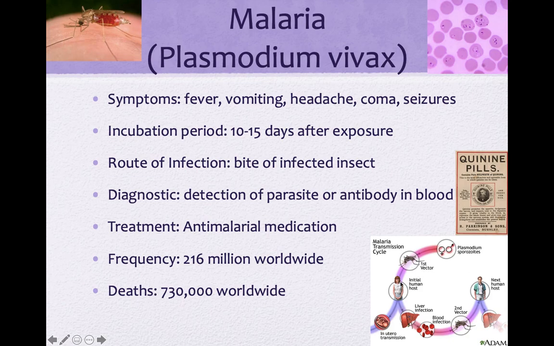It will then fly to a new human, take a blood meal from that human, and pass some of that infected blood from the mosquito into the human, and that's how the infection takes over and is spread from host to host. Fever, vomiting, headache, coma, seizures can lead to death as well if this thing is not treated. Anti-malarial medication, very unfun treatment. You can prevent it by taking quinine pills.